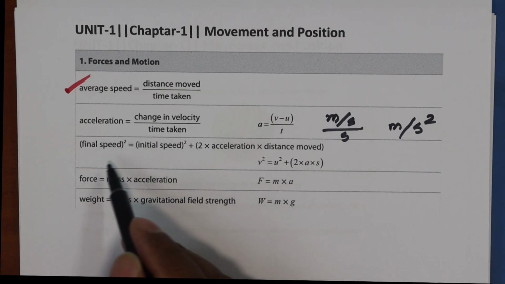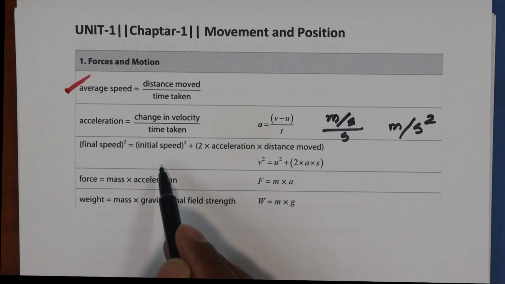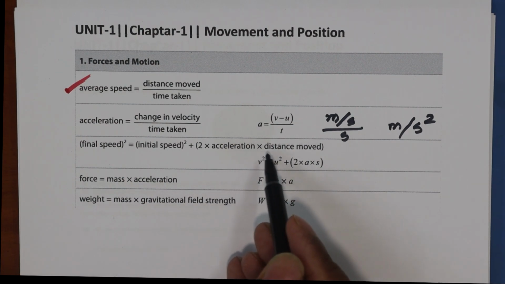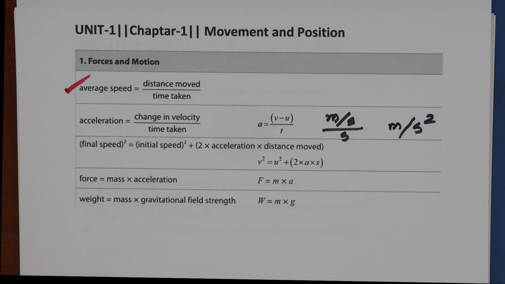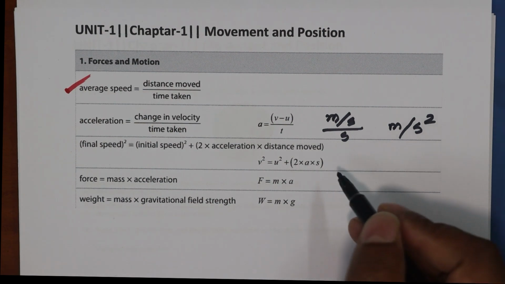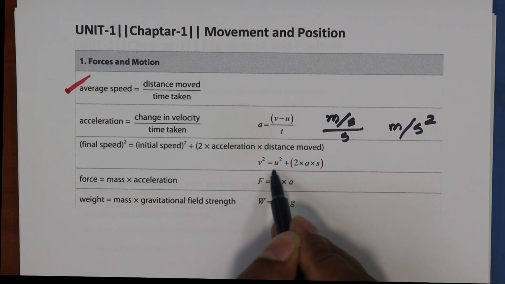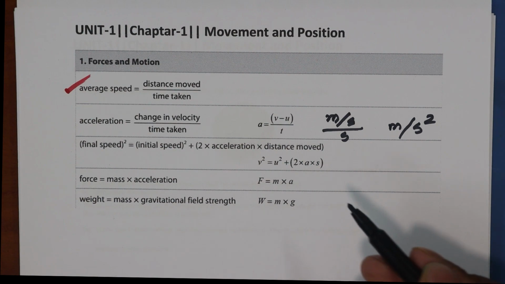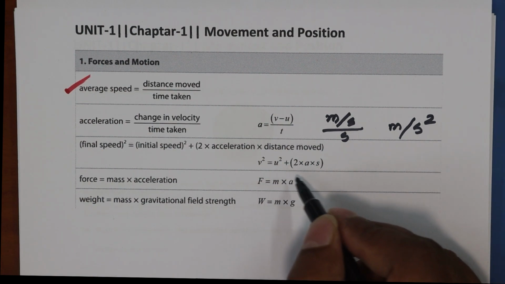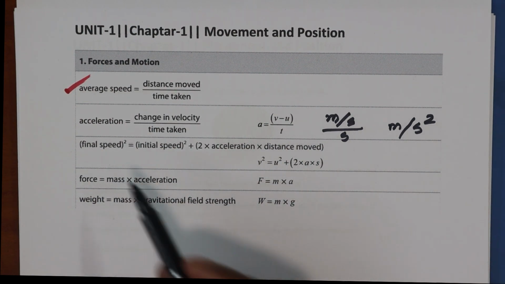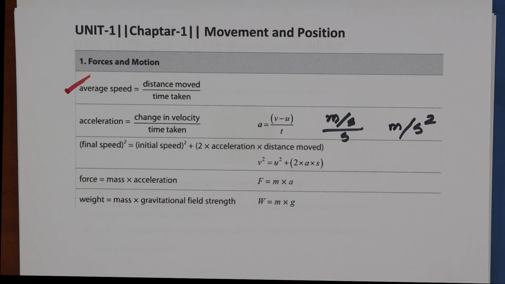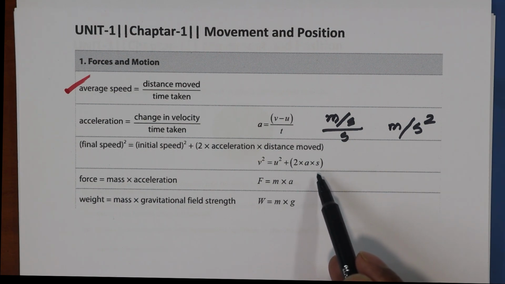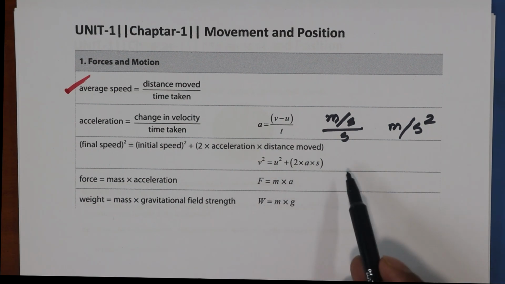And final speed square equals initial speed square plus 2 into acceleration into distance moved. So v square equals u square plus 2as, where v is the final velocity, u is the initial velocity, a is the acceleration, s is the distance. This formula is used to find the final velocity if acceleration, distance and initial speed are given.